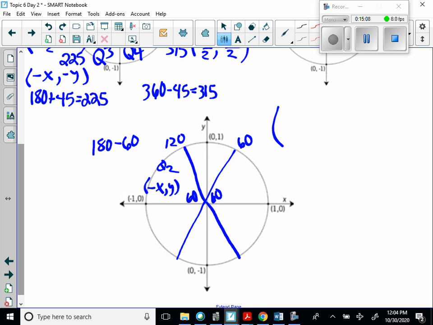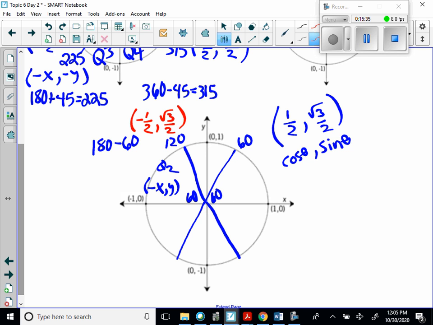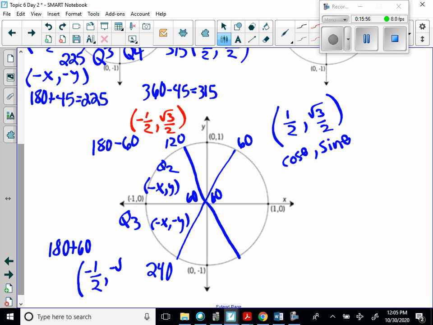Also, the ordered pair from yesterday here was 1/2, comma, root 3 over 2. And don't forget, the first one's the value of cosine, the second one's the value of sine. Very important, we know that. So over here would be the ordered pair, negative 1/2, root 3 over 2. So we would do 180 plus 60. That would give me 240. So this is going to be negative x, negative y, because it's Q3 down here. And that ordered pair would be negative 1/2, negative root 3 over 2.